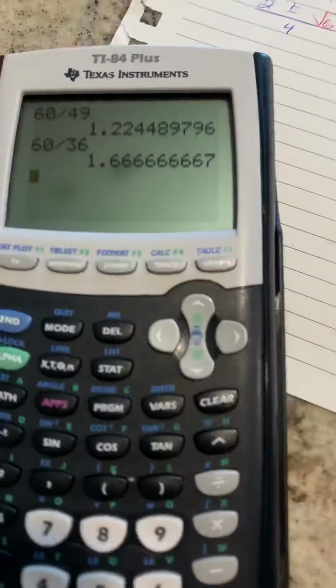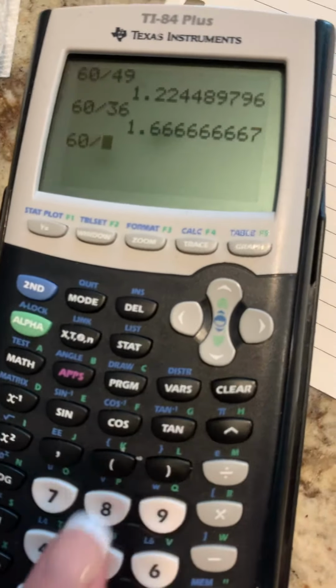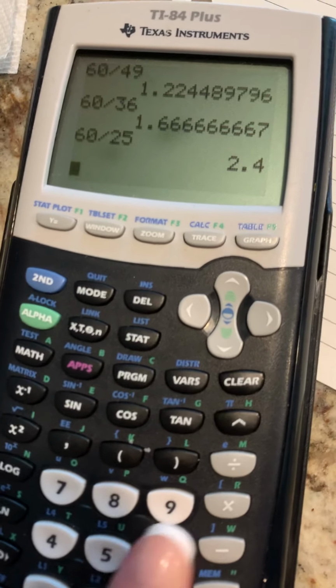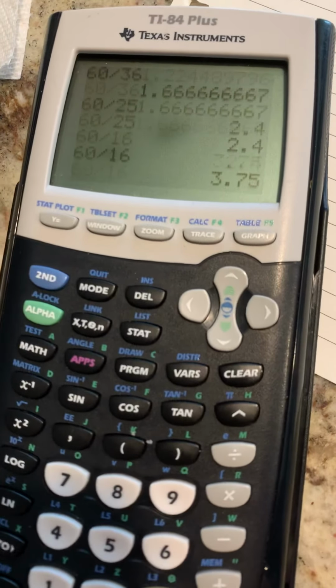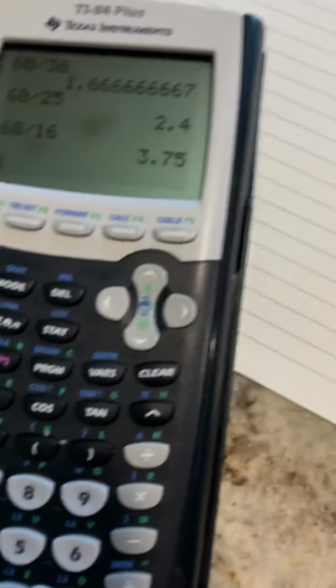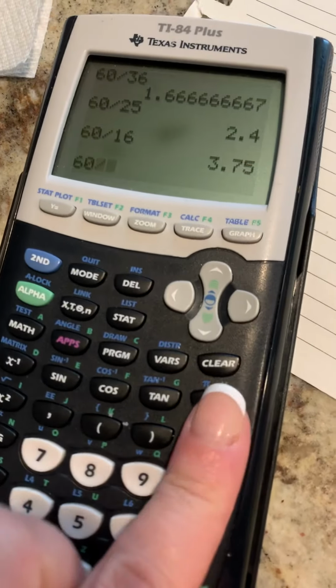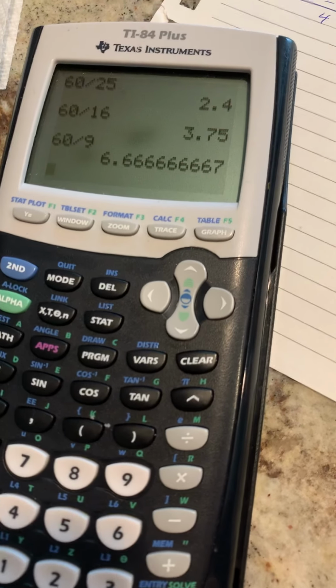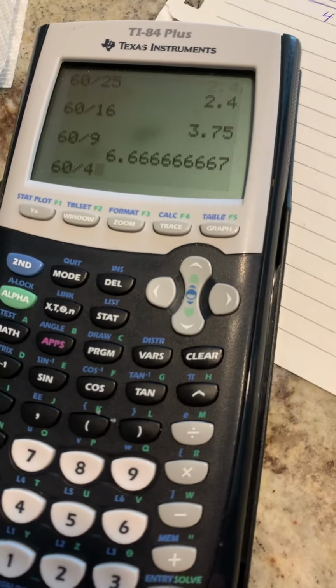So let me try 25. We could always do it this way. Nope. So then 16 is the next highest. Nope. So I gotta try 9 and 4. If 9 and 4 don't work, then I can't simplify this anymore. But if one of these work, I'll be able to simplify it.